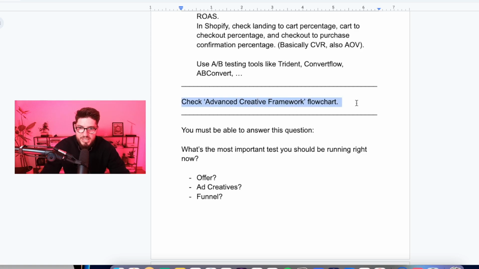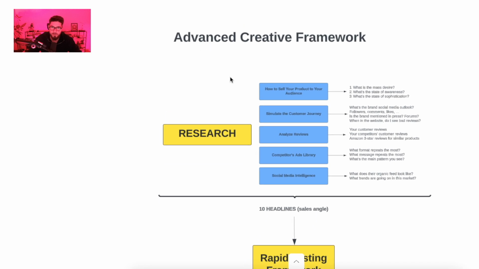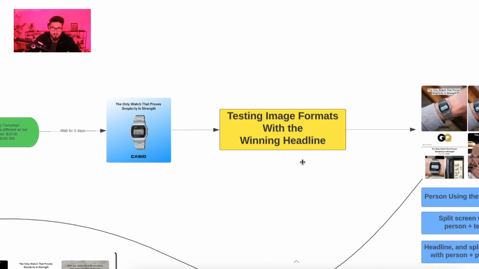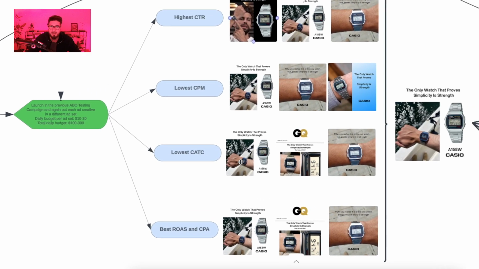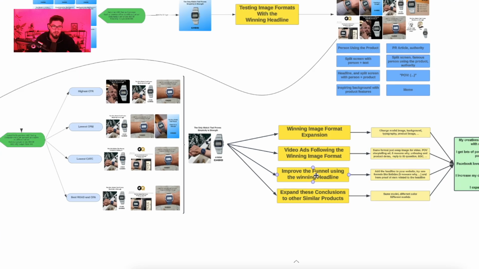All right, so we're gonna check the ad creative framework, the flowchart that I use to explain this creative process, etc. And then we will get back into the Google Docs. All right, so this is the advanced creative framework. It starts with research, rapid testing framework. From there, we move into testing image formats with the winning headline. Then this goes into expanding. And so you make the analysis and then you expand this into more winning image formats, video ads, improve the landing page, etc.